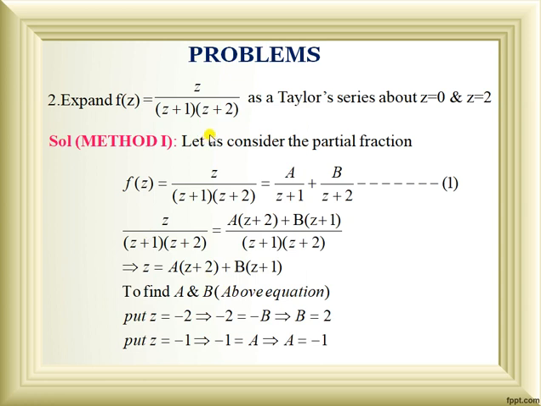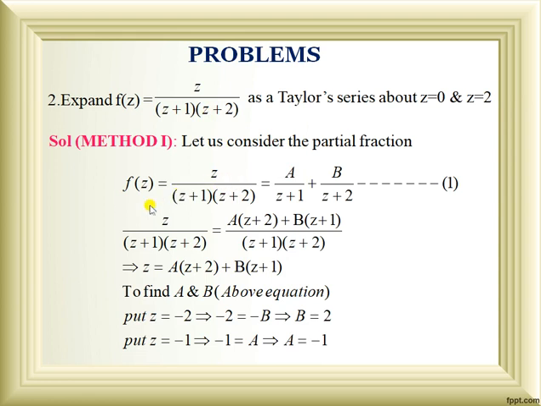Now we have another problem. Expand f of z equal to z by (z plus 1) into (z plus 2) as a Taylor series about the point z equal to 0 and z equal to 2. They have given 2 points. We have to find each point value separately. Before that, look at the denominator. We have more than one factor, so we cannot differentiate this function directly. Therefore, we need to make the denominator into a single factor.